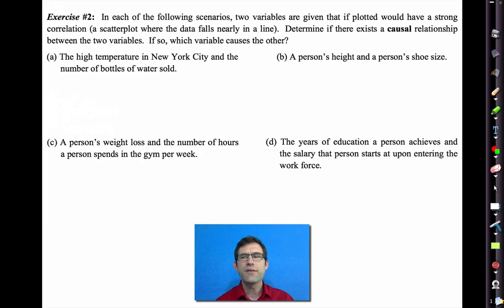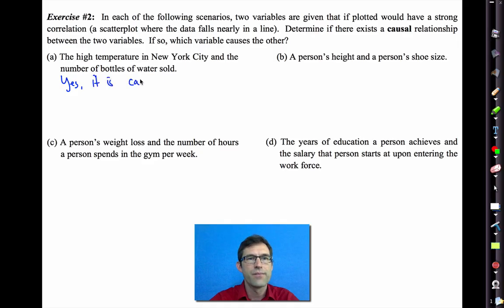Exercise 2. In each of the following scenarios, two variables are given that, if plotted, would have a strong correlation. In other words, a scatter plot where the data falls nearly in a line. Determine if there exists a causal relationship between the two variables. If so, which variable causes the other? All right, take a look at letter A. The high temperature in New York City and the number of bottles of water sold. So if I graph the high temperature, and then if somehow I could find data that told me how many bottles of water were sold, that would be a very strong correlation. Is it causal? And the answer is yes.